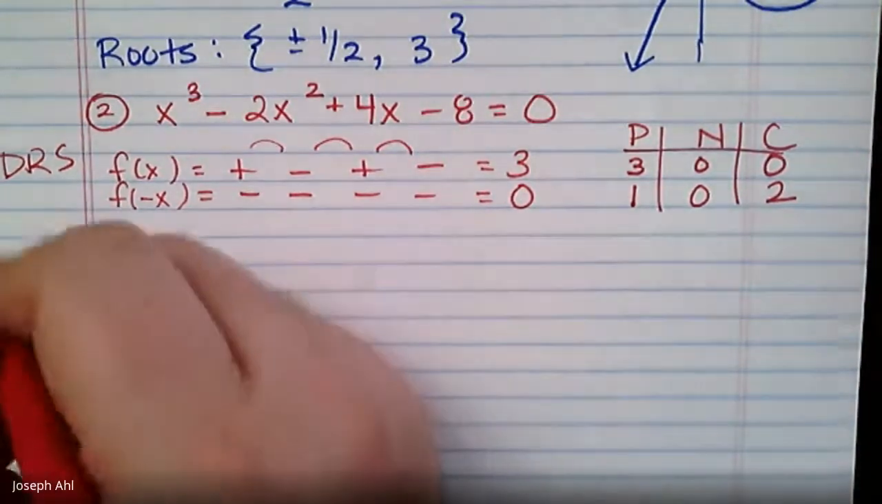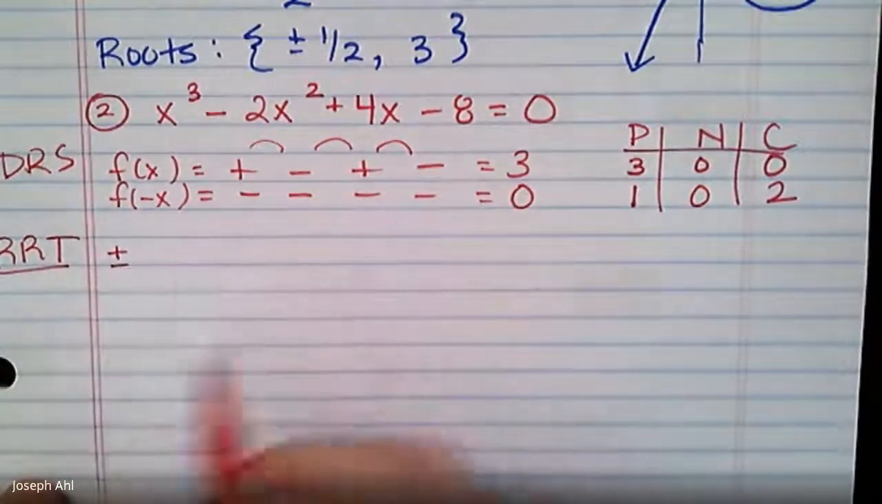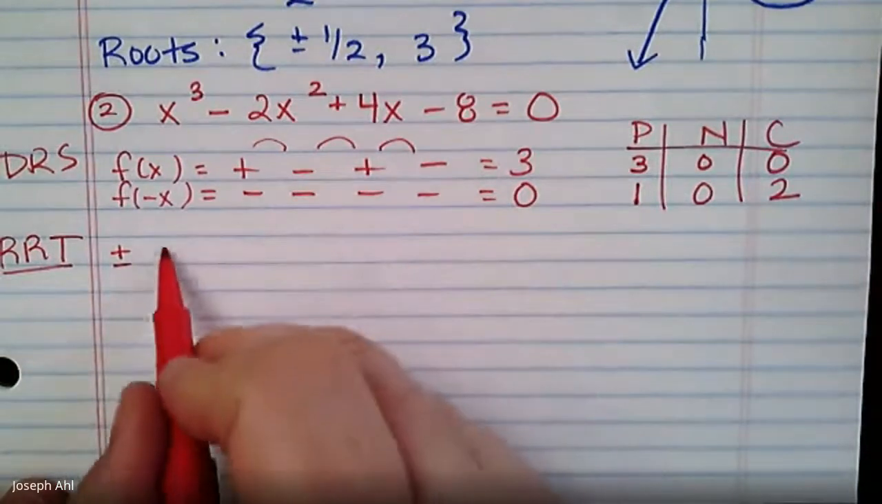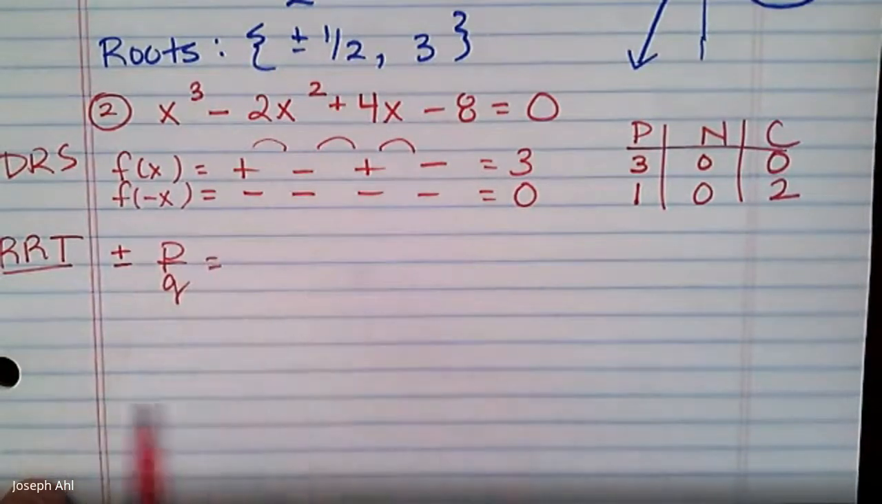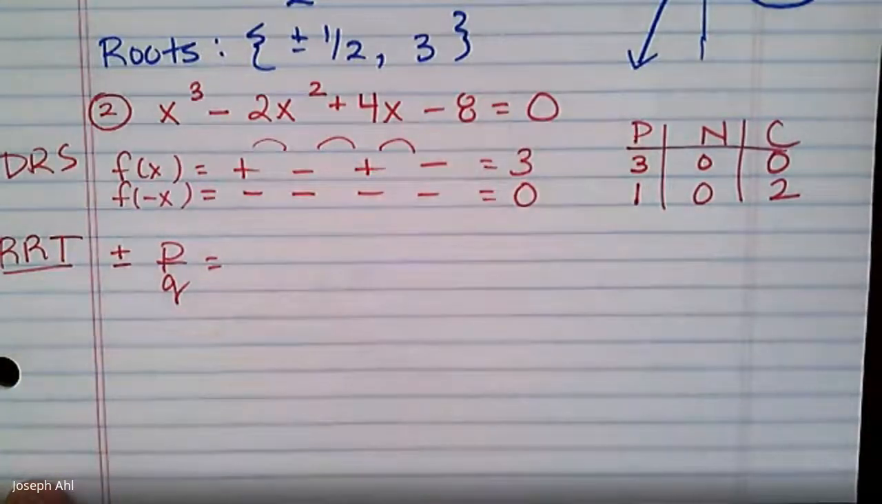Which means when I go to do my RRT, my rational root test, I still write typically that it's plus or minus in the end, the P over Q ratio. But even though it's plus or minus any of those possibilities, I'm not going to test any of the negatives. I just know that they won't work.